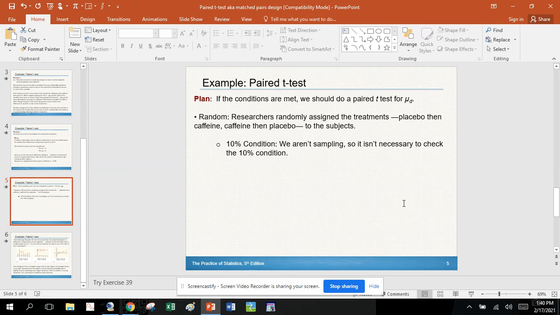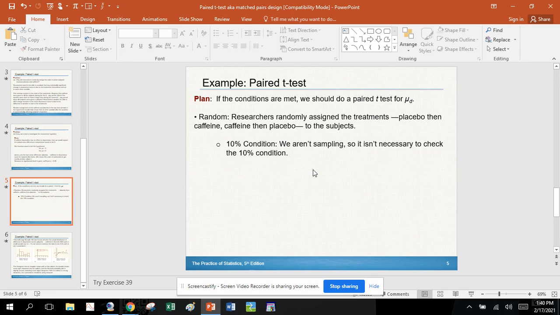So if we look at the conditions, we want to make that check first. Remember, we're always checking for the 3 conditions. So the first one is the random one. In this case, researchers randomly assign the treatments. So that takes care of the random issue. Now here's an important fact. Because we're looking at a matched pairs, when we look at the 10% condition, we're not sampling. So therefore, it's not necessary to check that condition.